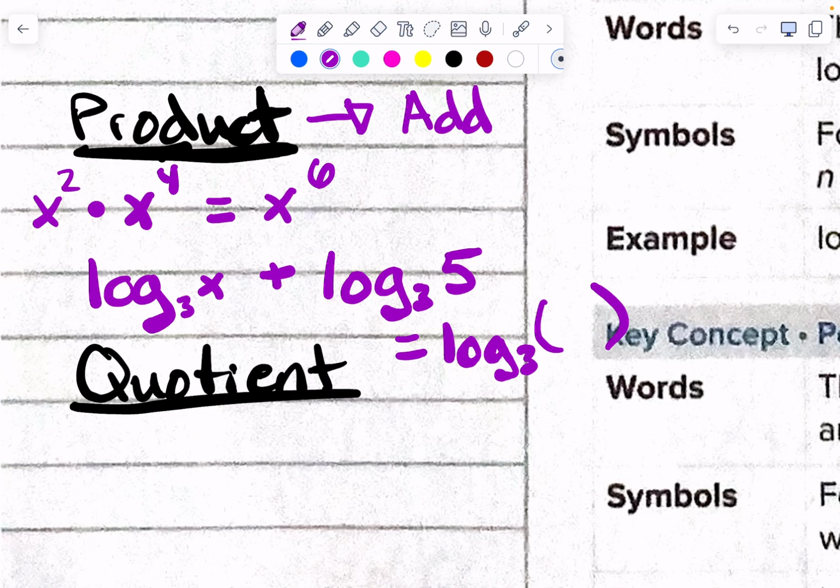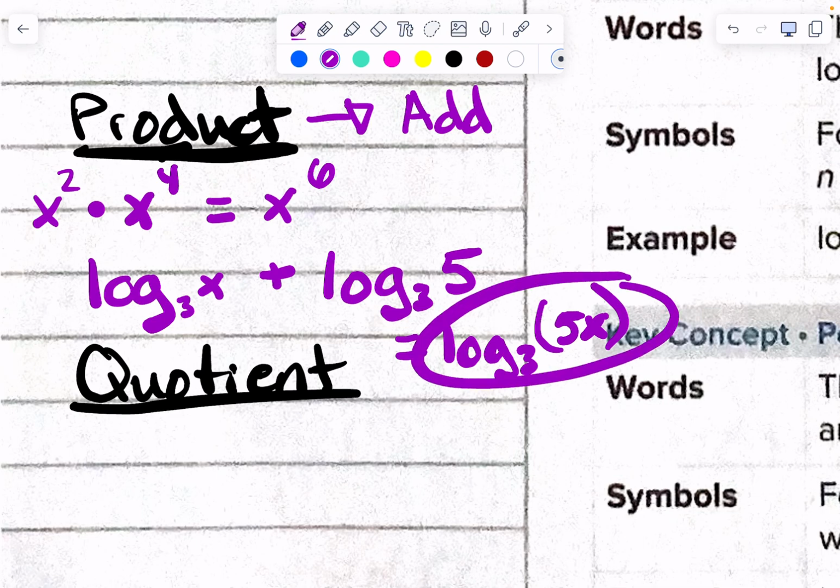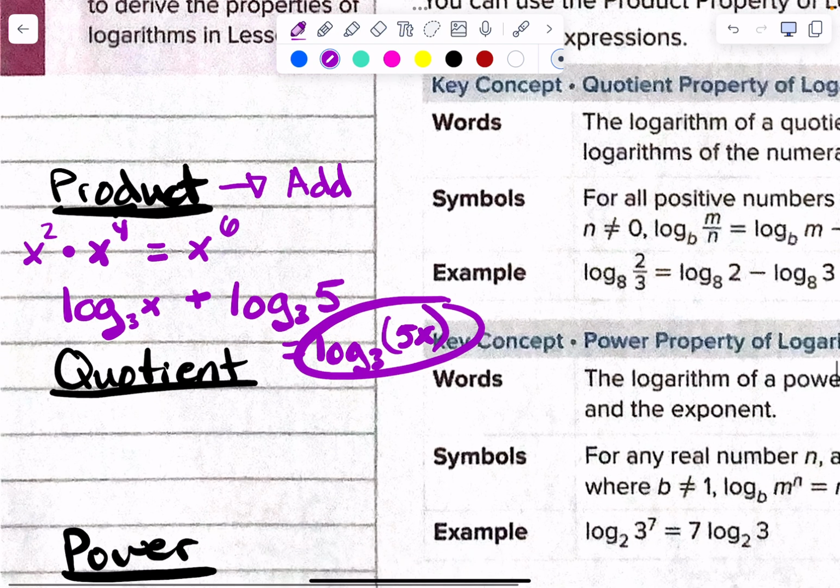So if I'm trying to condense log base 3 of x plus log base 3 of 5, it will be 5 times x. That's how I condense him, right? That's how I put stuff together, okay? This is just simplifying things, kind of like the opposite of exponentials. Exponentials and logs are kind of opposites, okay? So let's talk about quotients. Let's say I have x to the 4th divided by x to the 1st power.